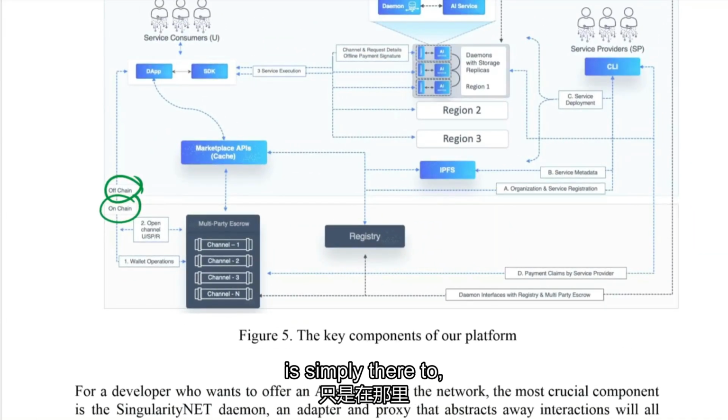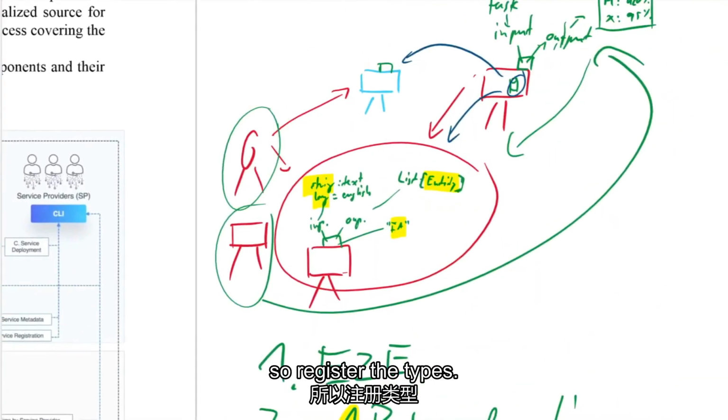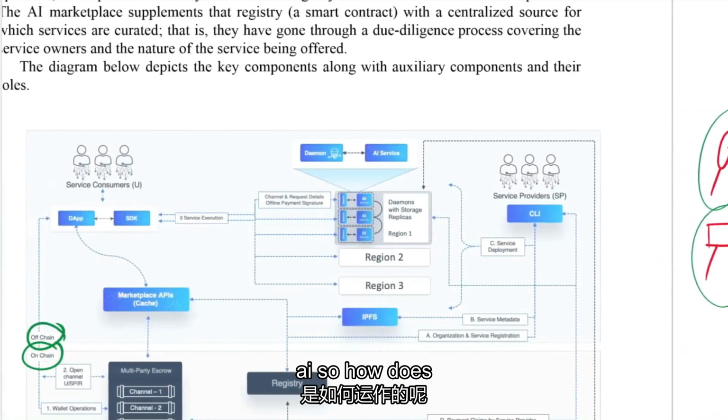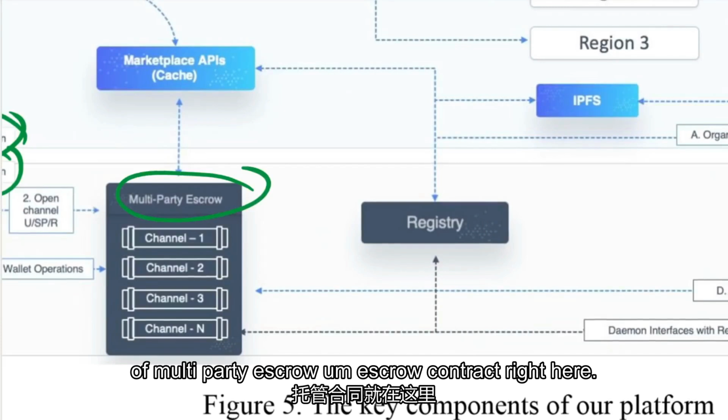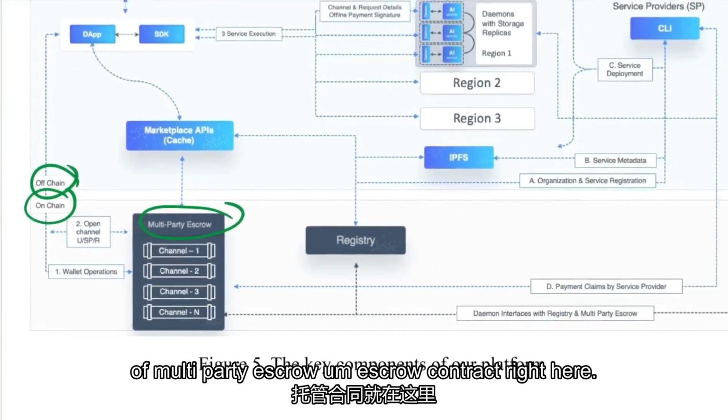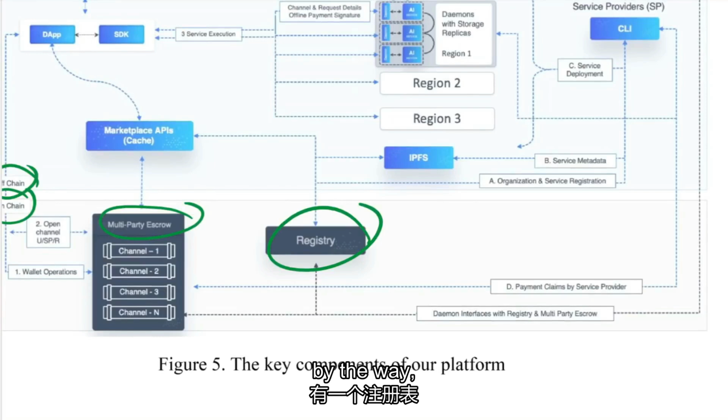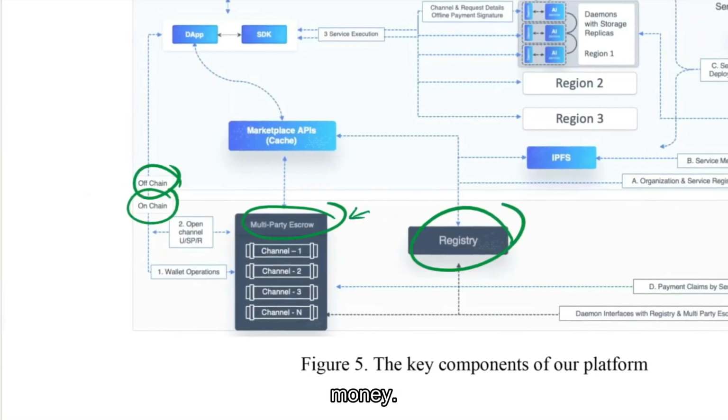The blockchain is simply there to, first of all, register the AIs, so register the types, these APIs here, and register what AIs are available in the network. And second of all, to facilitate the payments to the AI. So how does that work? It goes via this multi-party escrow contract right here. There's the registry, by the way. That's where AIs register and put their types. So that's one function of the blockchain. The other function is to escrow money.